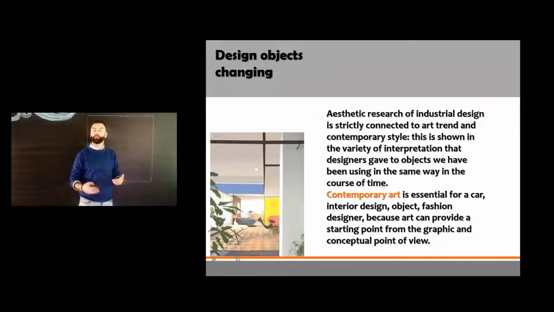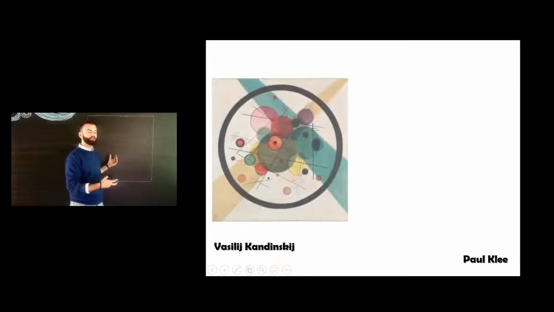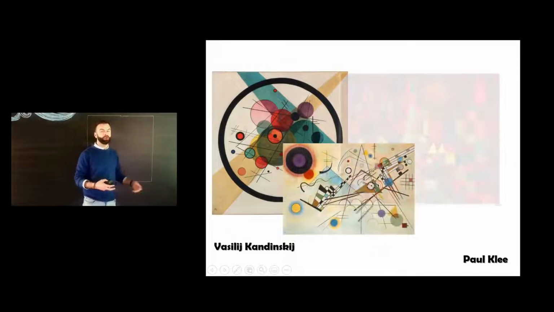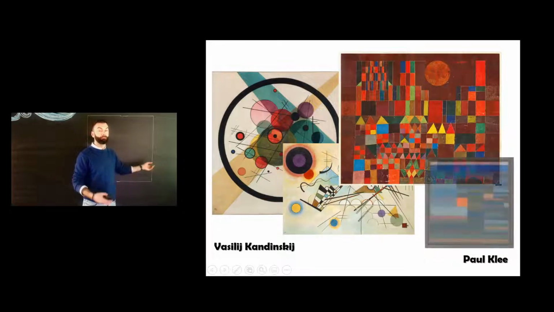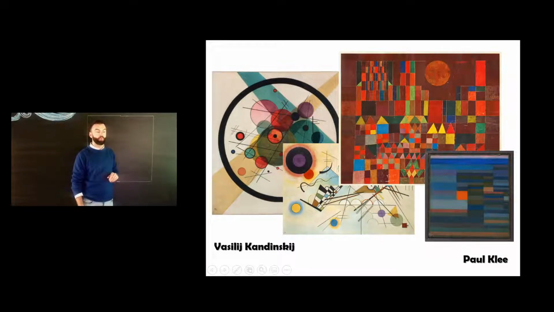Let's have a look at a couple of examples. You can see 4 images on the left. The name Vasily Kandinsky, probably from the east of Europe, and Paul Klee, obviously someone who speaks English. Look at the different colours and shapes, for example.